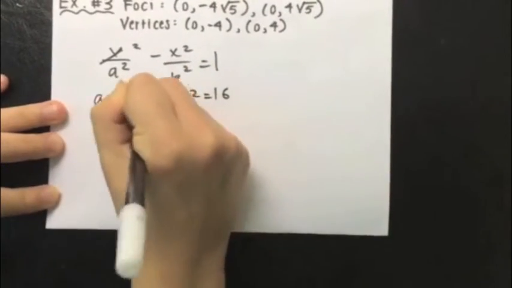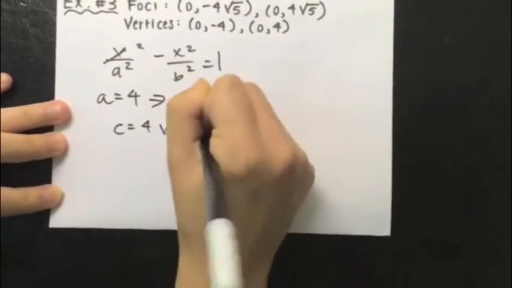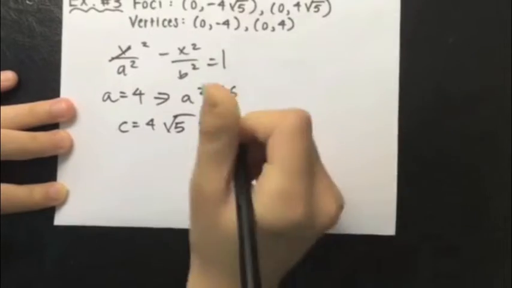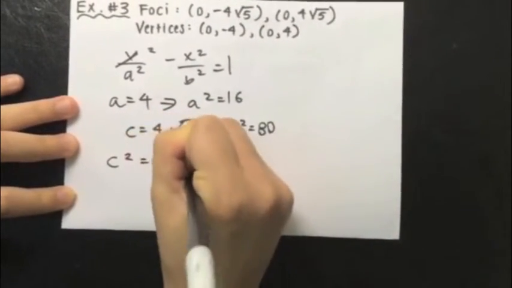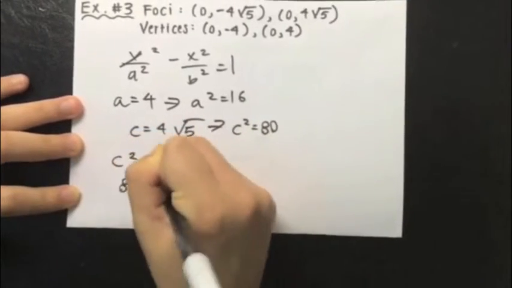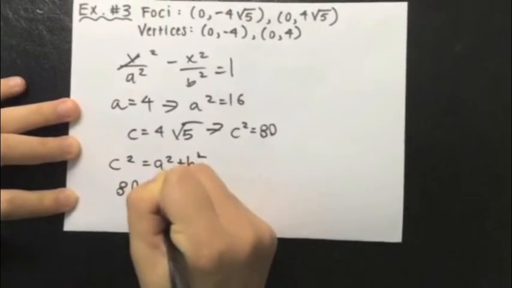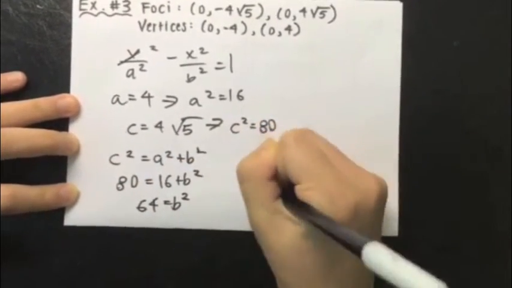And then for c, which is the distance from the center of the hyperbola to the focus, we are squaring it, and we get 80, and so we're plugging in numbers to c squared equals a squared plus b squared, and once we plug all of that in, we know that b squared equals 64, and now we just plug in all the numbers.